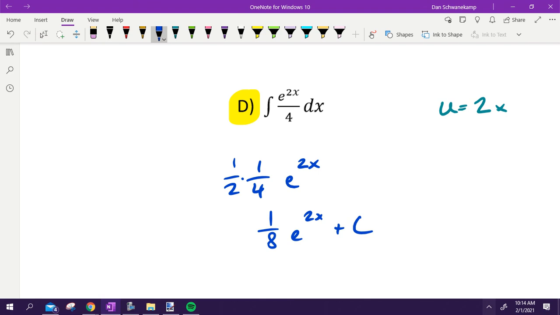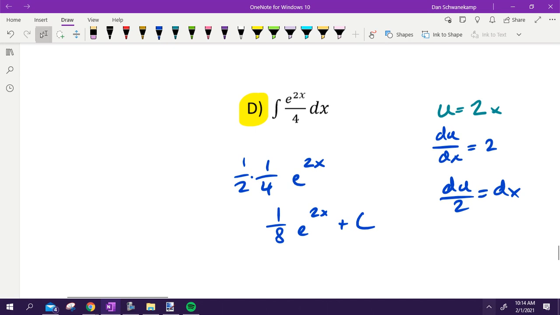I did not multiply by 2. I divided by the derivative of it. Because think about it, it'd be du over dx, which would be 2. And then it'd be du over 2 equals dx. That 2 goes on bottom. That's why this is going on bottom. Did you take the derivative of e? No, I didn't need to. I'm doing the antiderivative.